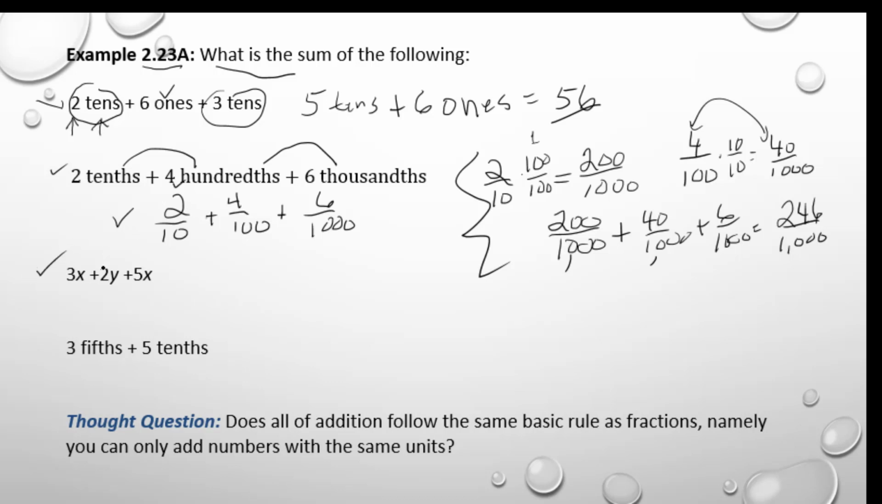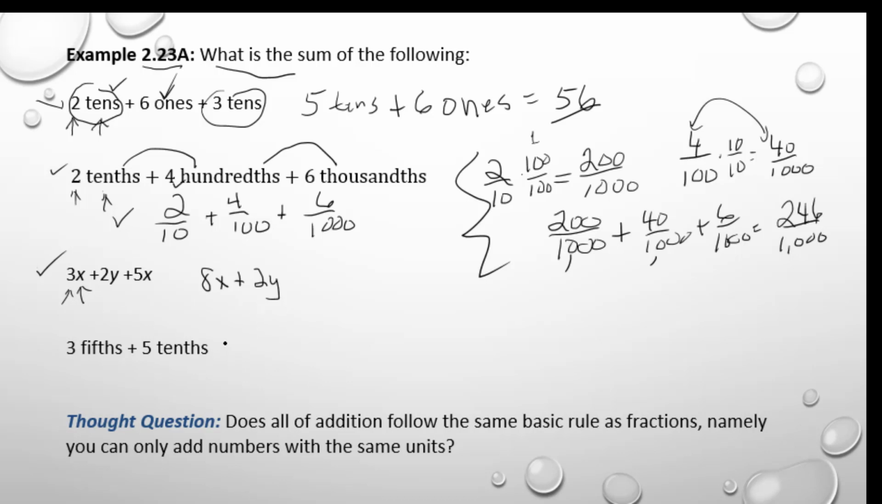Okay, so let's look at this one. This is algebra, but it's the same thing. These are x's, and you have 3 of them. In the same way, these are tenths, and you have 2 of them. So I can add the 3 x's and the 5 x's and get 8 x's. But the 2 y's are just going to have to tag along because I can't add y's and x's in the same way I can't add 10s and 1s.